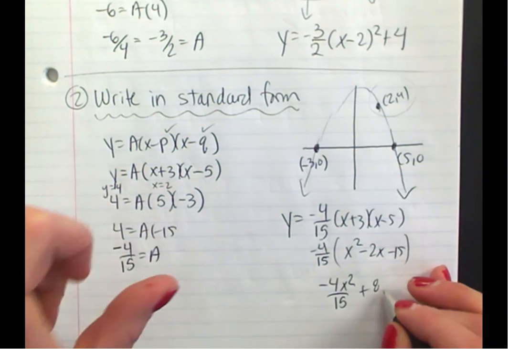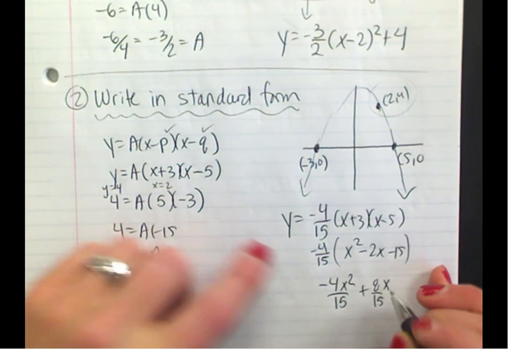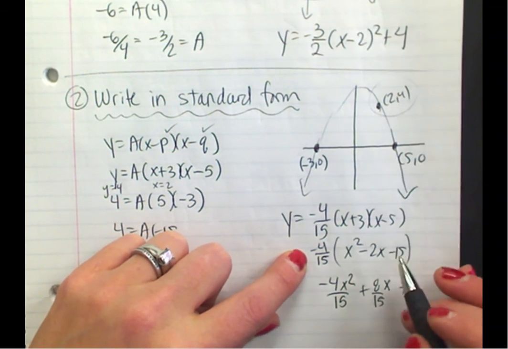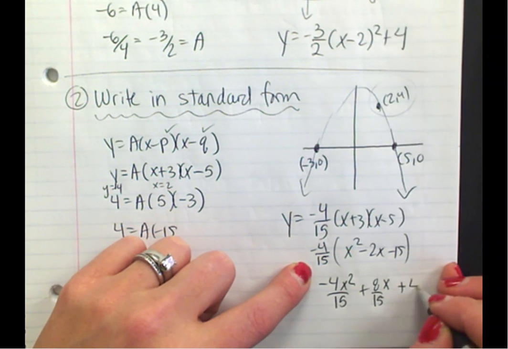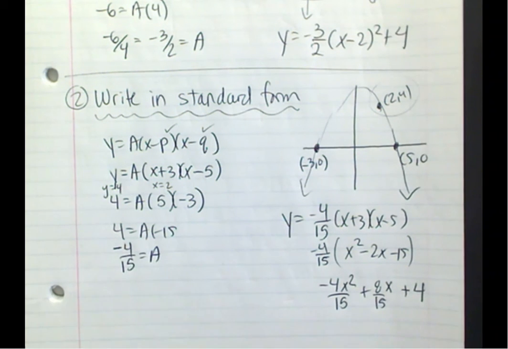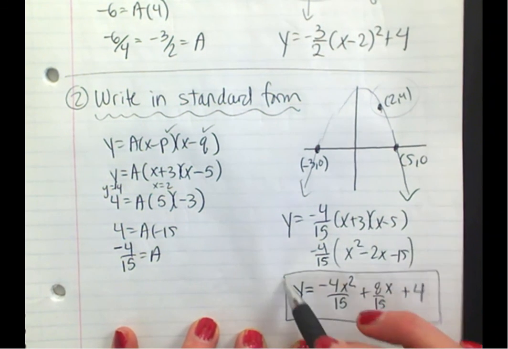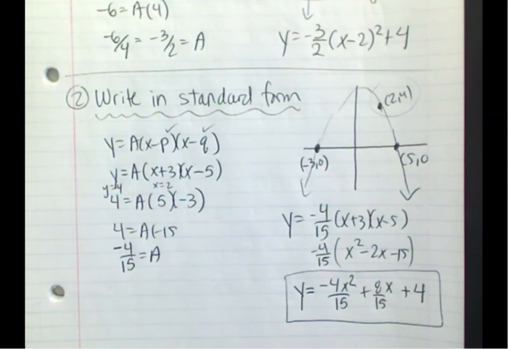Negative, negative is positive, but 15 over 15 is 1. I said an equation. Make sure you give me an equation, not an expression. An expression has no equals. An equation has an equals. I just FOILed it out.